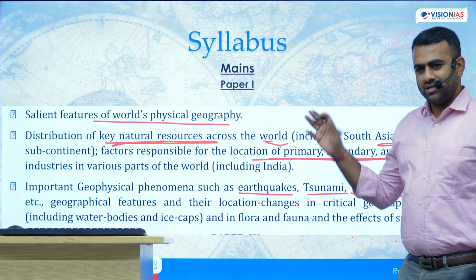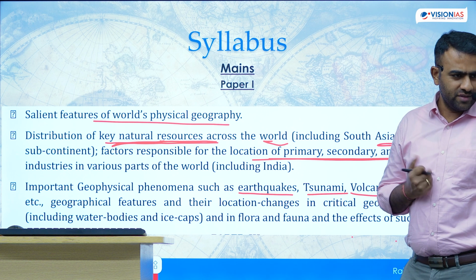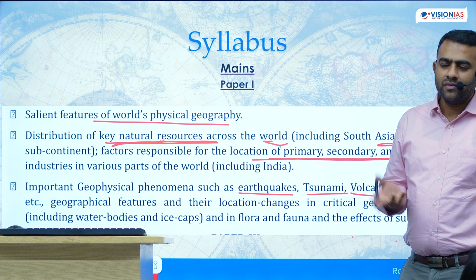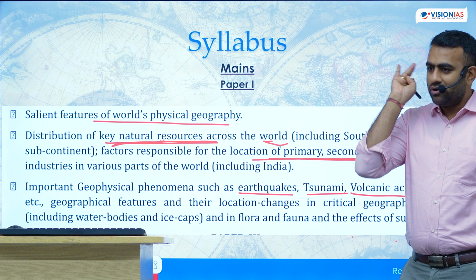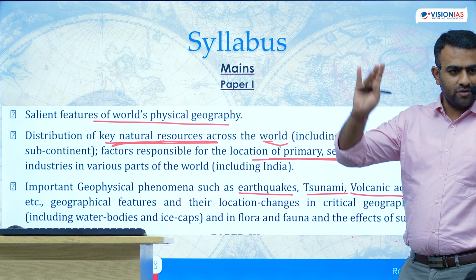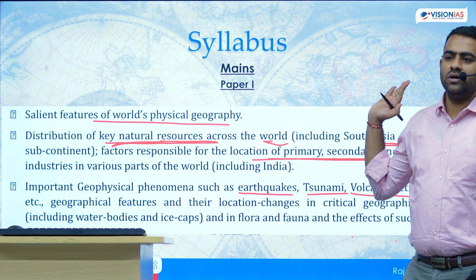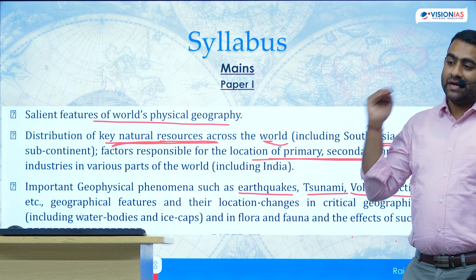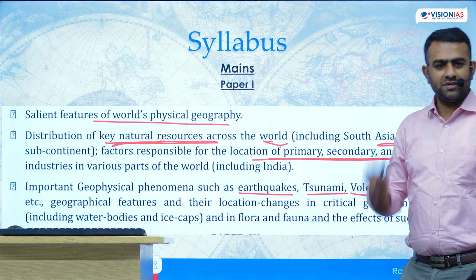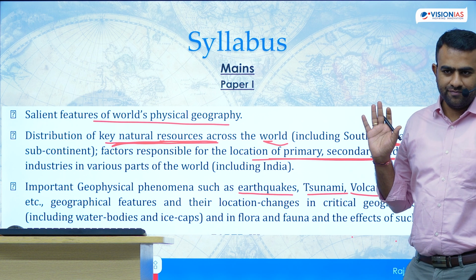It is not even mentioned in mains, so we also don't teach it much. Where we don't teach much, what is the benefit of focusing there, there is none. Your focus should be mainly on physical and economic geography. Even though in the prelims it is mentioned physical, economic and social, the social questions are not at all coming. It has never come. Take out the last 20-25 papers also. Questions were never from social geography.